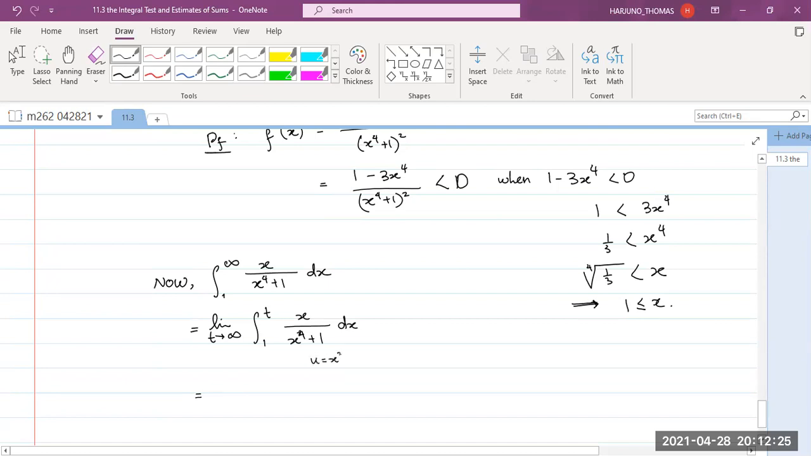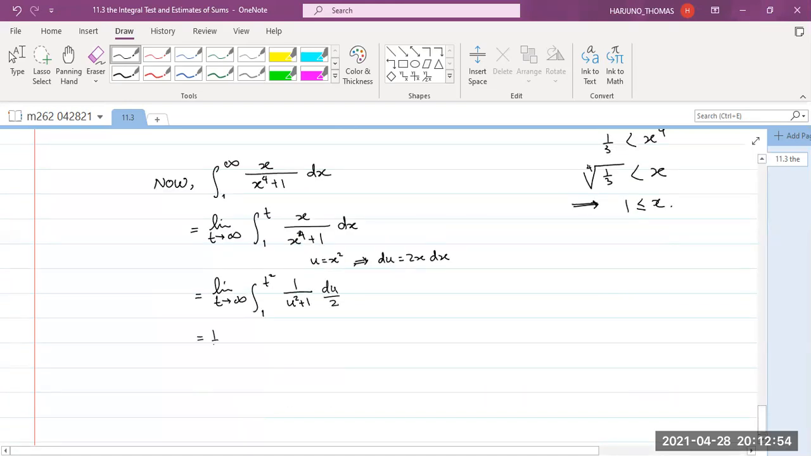I will use u equals x squared, such that du will be 2x dx. Okay, limit t goes to infinity of the integral from 1 to t squared of 1 over u squared plus 1 du over 2, right? So that equals 1/2 limit t goes to infinity of tangent inverse u from 1 to t squared. That's the limit t goes to infinity of tangent inverse t squared minus tangent inverse 1.